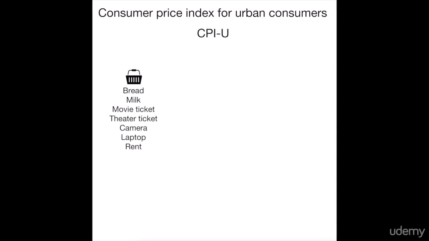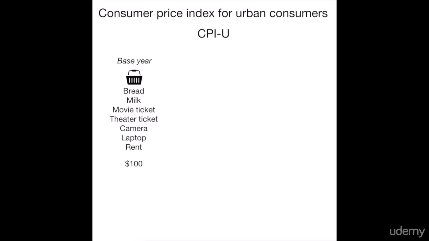So in there is food and beverages, the price of a loaf of bread, the price of milk. Entertainment, the price of a movie ticket, the price of a theater ticket. Electronics, the price of a camera, the price of a laptop, and the price of housing. Many more goods and services. And what will happen is they take the average price of all those goods and services together. And from there comes the number. Let's say $100.